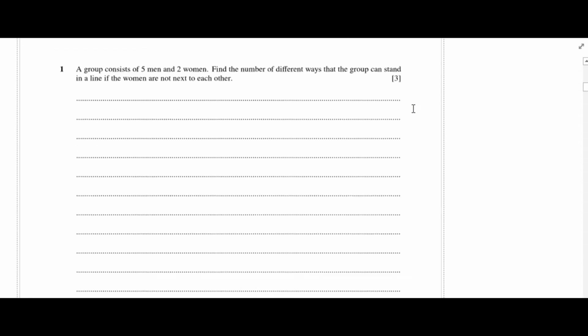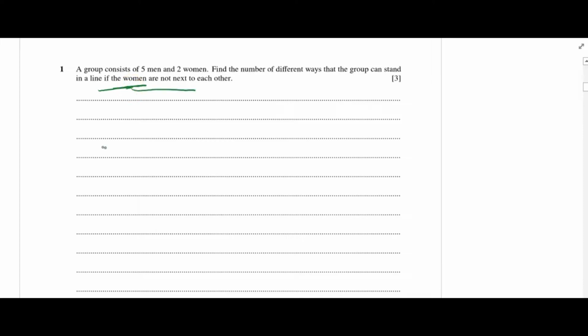Today I'm going to solve the S1 probability paper with time. In this question, we have 5 men and 2 women, and we have to group them, or arrange them, with the condition that no two women are next to each other.